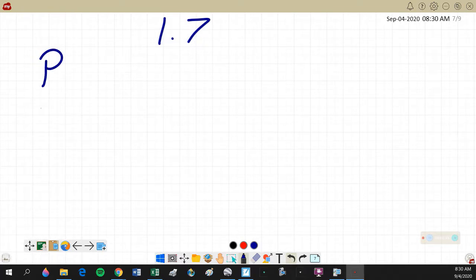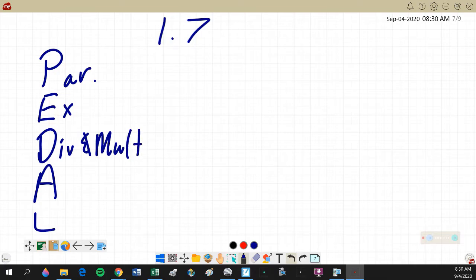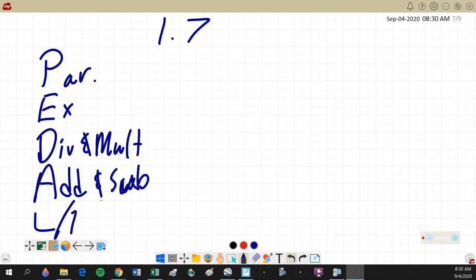So I like PEDAL. Parentheses, exponents, and then the D is division and multiplication, because they're really equal in terms of order of operations, and then addition and subtraction, and then left to right. You do all the division and multiplication from left to right, then you do all the addition and subtraction from left to right. Does that make sense?